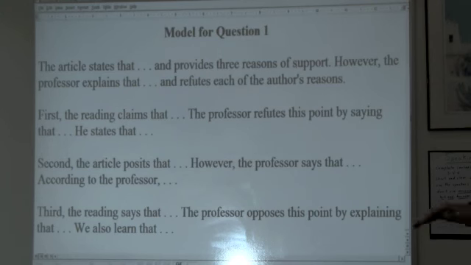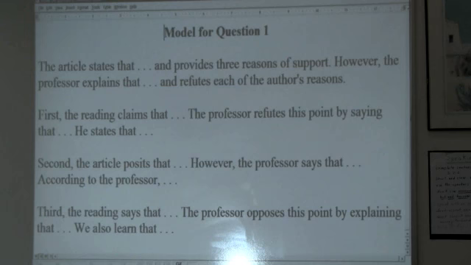Then the second body paragraph. Second, the article posits that. Posits means claim. Nice vocab word for you to use. However, the professor says that, so same structure. According to the professor, give the details. The third paragraph is the exact same.